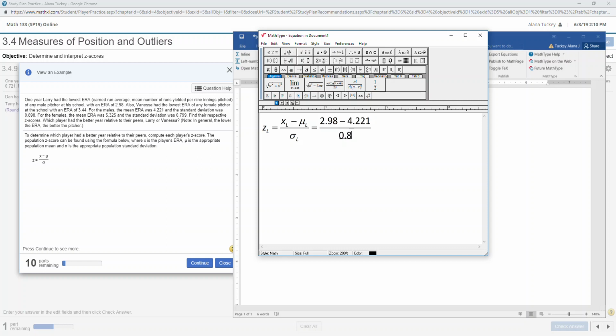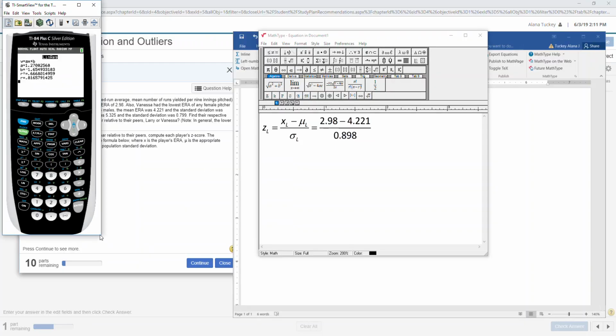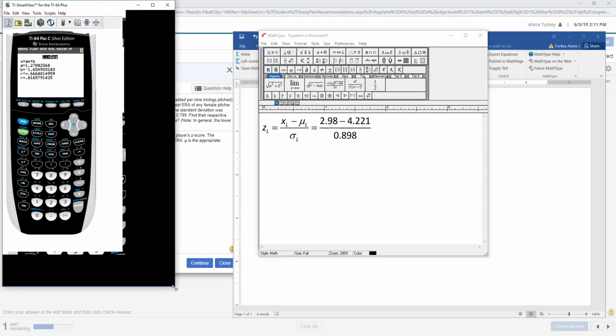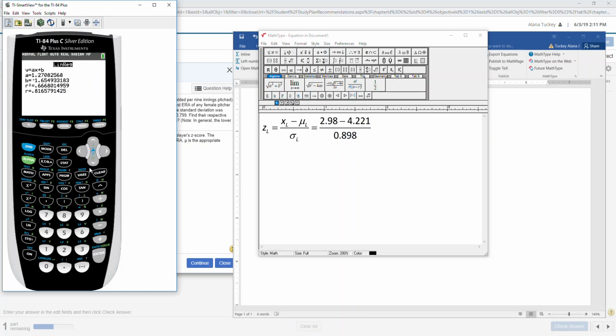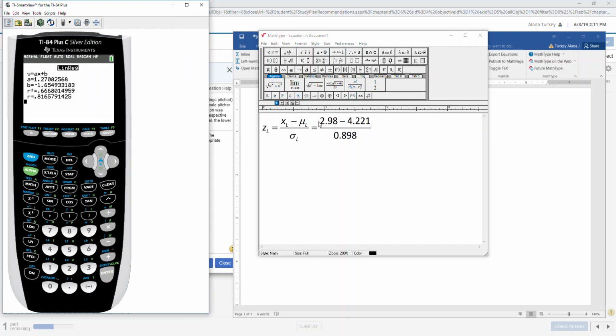Now, the mistake students make when they go to type this is they'll type it incorrectly in the calculator. So let me show you the calculator real quickly. What you want to do is make sure that you type it in such a way that it'll take the numerator and do it first and then divide it by that denominator. So let me clear this out.